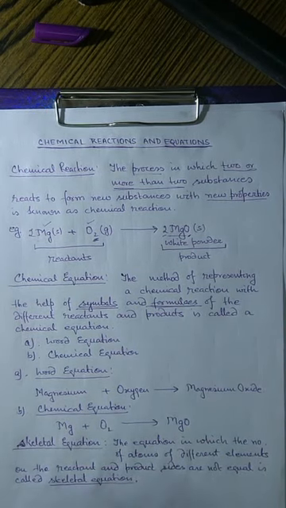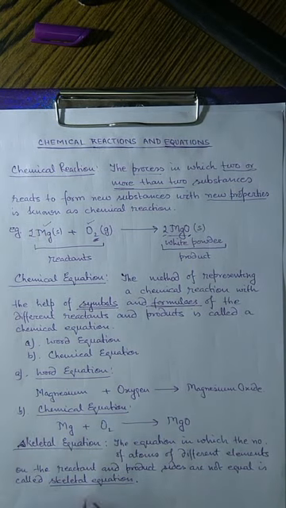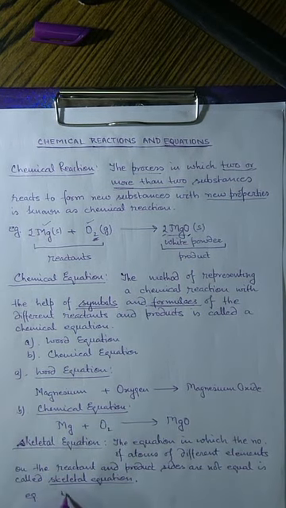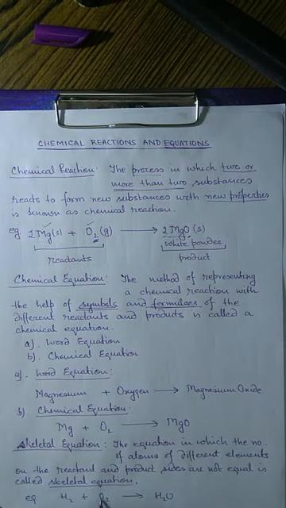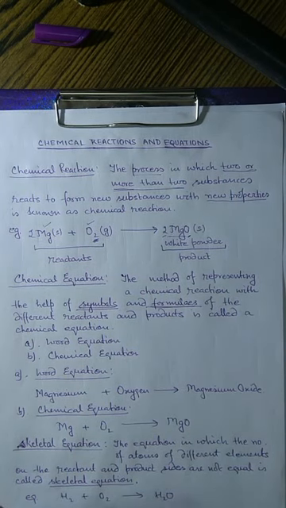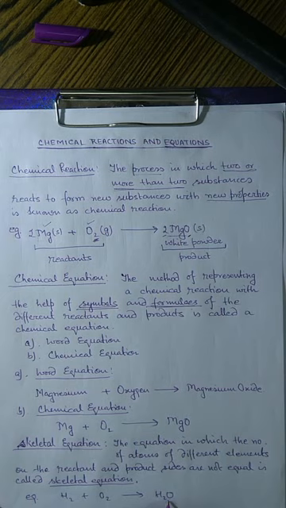This is skeletal equation. For example, H2 plus O2 gives H2O. In this equation, you see that hydrogen is balanced but oxygen is not balanced here. So this equation is called skeletal equation.